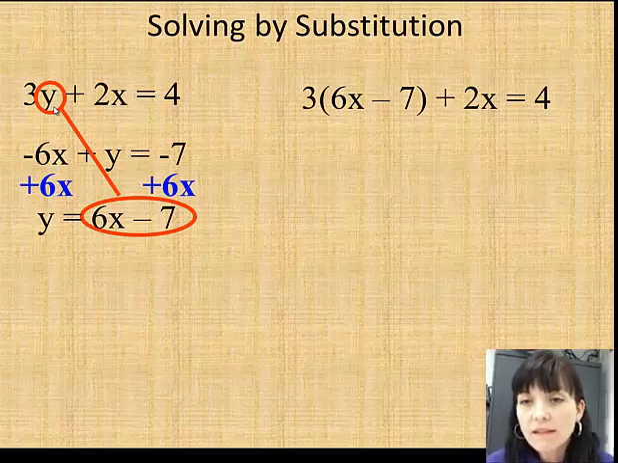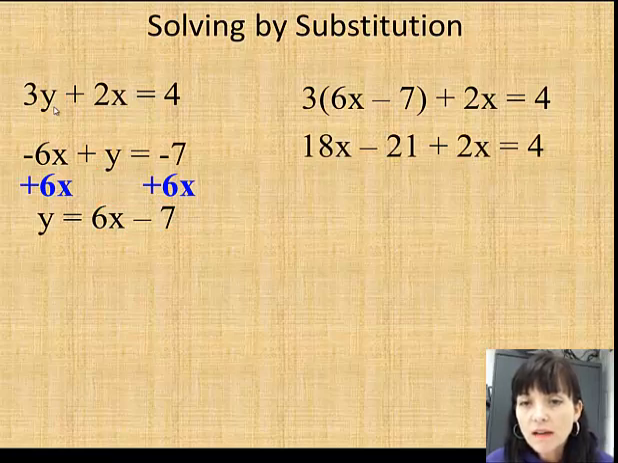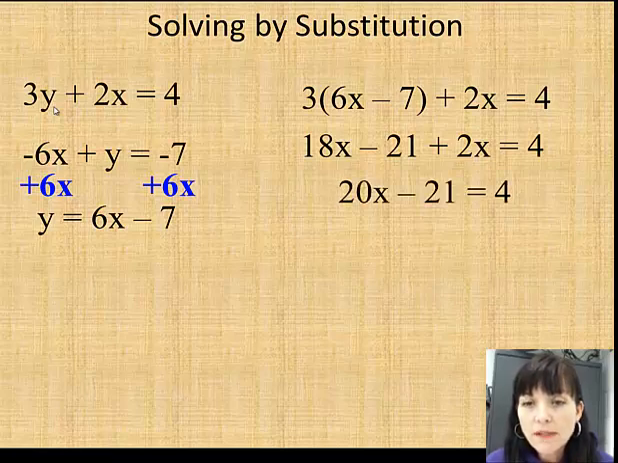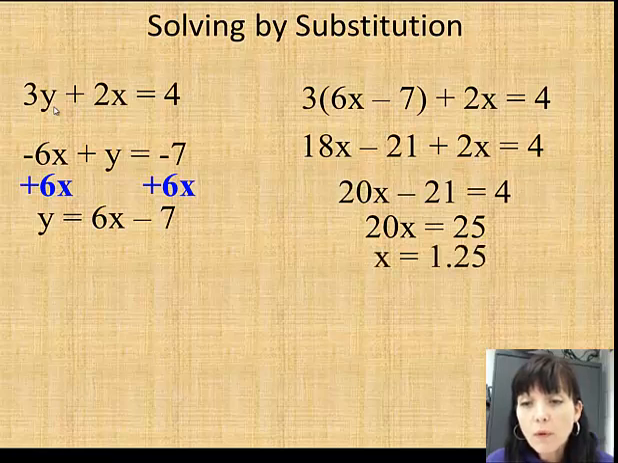Now we're going to solve for x. First step is to distribute that 3. We end up with 18x minus 21 plus 2x equals 4. We're going to combine like terms. We get 20x minus 21 equals 4. You're going to add 21 to both sides, and you end up with 20x equals 25. Isolate your variable by dividing by 20, and you end up with 1.25 or 1 25/100.